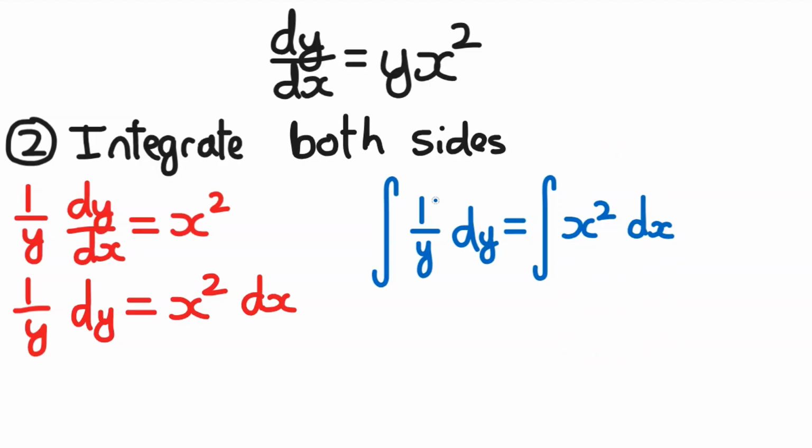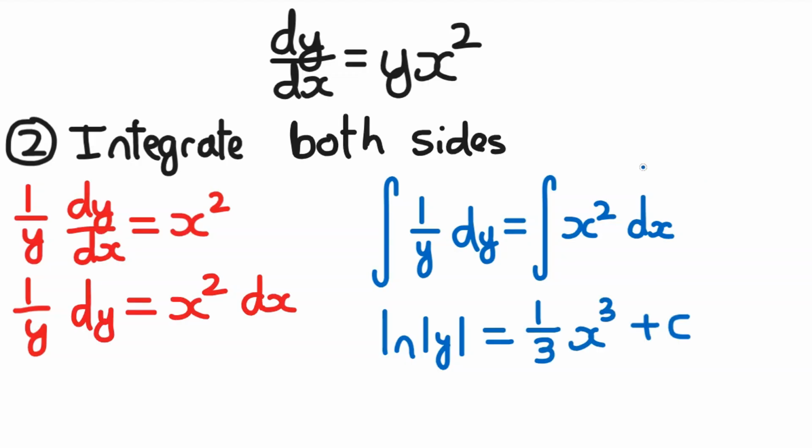So let's consider these sides individually. Let's start with integrating this 1 over y with respect to y. We talked about in the first video in this chapter, called Integration Basics, the fact that when we integrate something like 1 over y or 1 over x, it's equal to the natural log of the modulus of y, like this here. So this is this side integrated, and then this side, the integral of x squared with respect to x. This is just basic year 1 integration. This is equal to 1 over 3 x to the power of 3, like this here. So we've integrated both sides here.